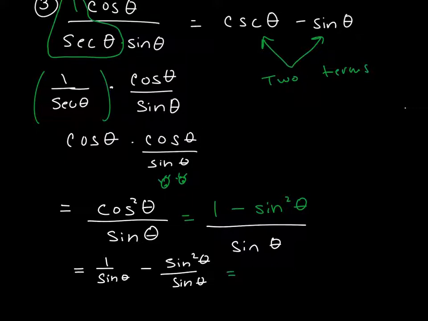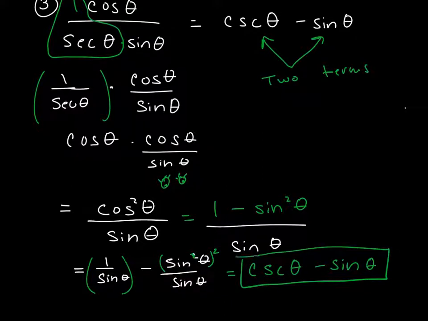Well, guess what? We're done. Because 1 over the sine is equal to the cosecant. And this, remember, sine squared over sine, I can subtract 1 piece there. So this is just the cosecant of theta minus the sine of theta. And I just proved that identity.